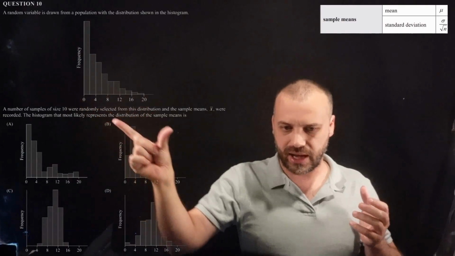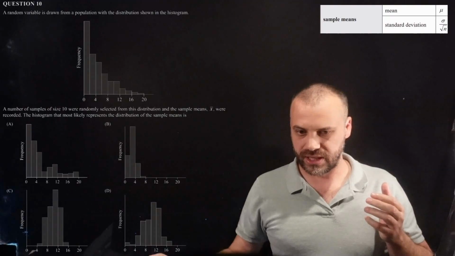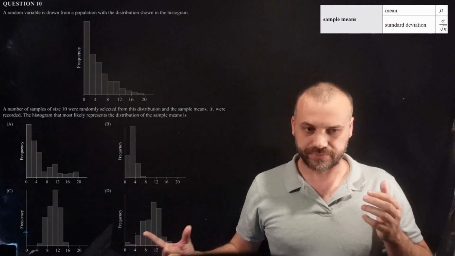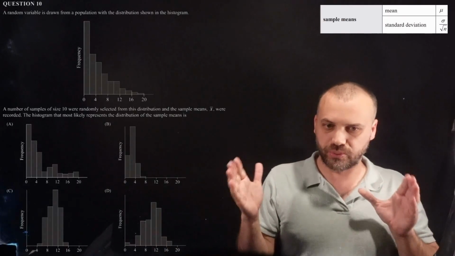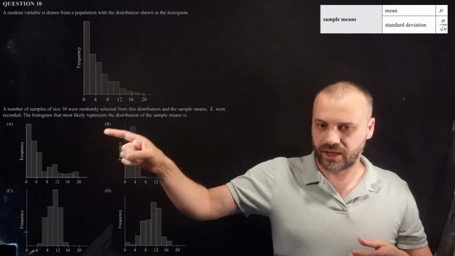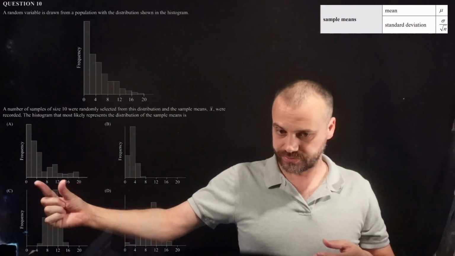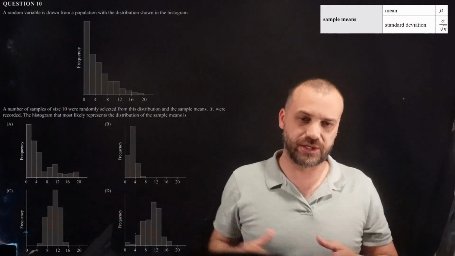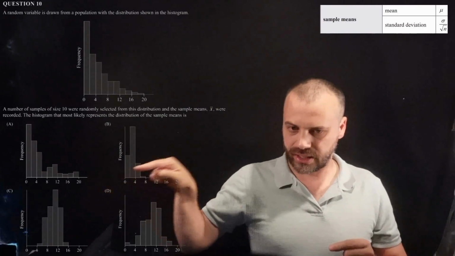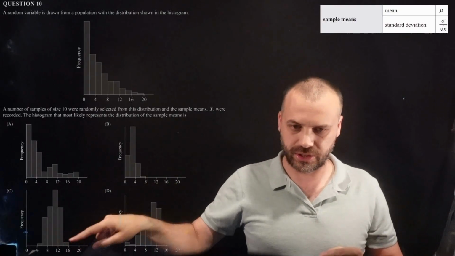Which is why I'm very happy to disregard D here. Because look at the distribution of D. It's going from 0 all the way to 20. The distribution's too wide, given that we're calculating a sample mean. So I'm getting rid of A. I'm getting rid of D. That's another reason why I can get rid of A. You can see that's quite wide still. I expect that distribution to be much smaller. So I'm down to B and C, and I'm choosing between these options.